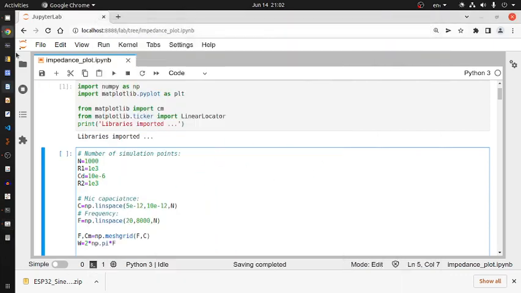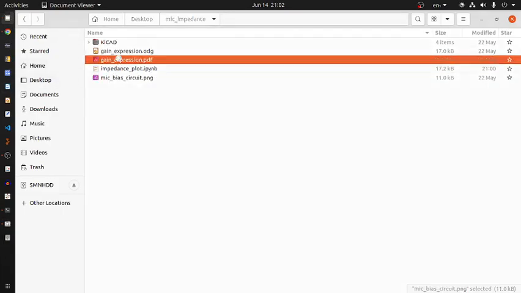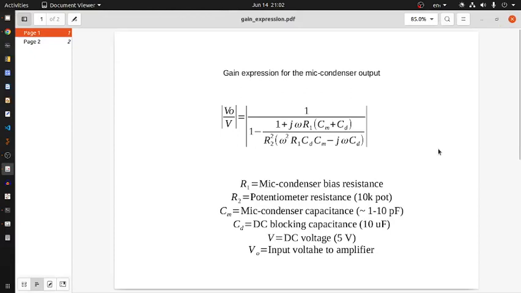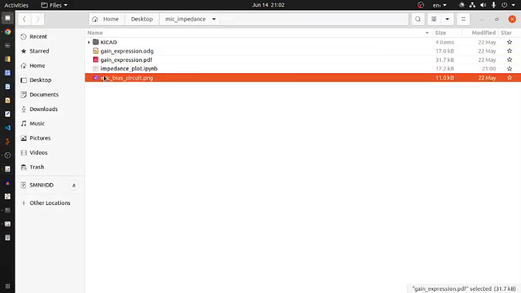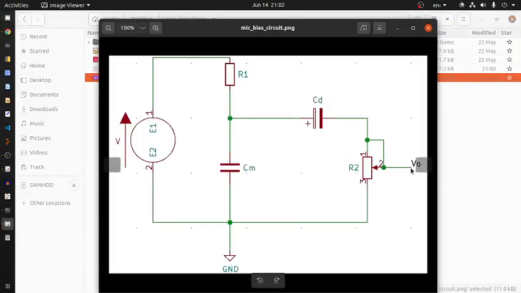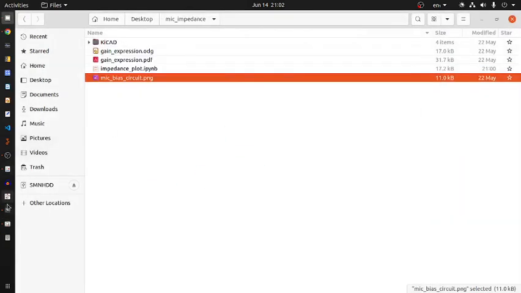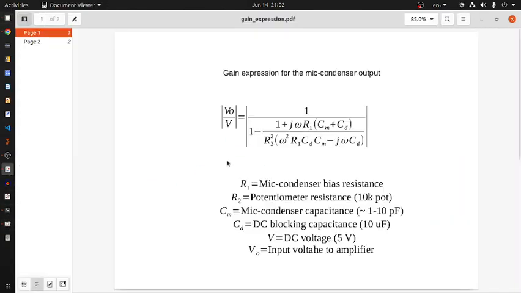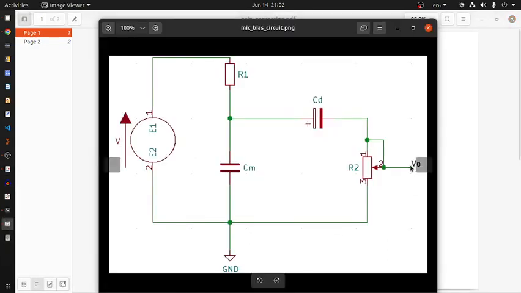So effectively we can derive the gain expression of this particular circuit. What do I mean? This voltage depends on the fact that V is the input bias voltage, which is 5 volts here because we have used 5 volts, and V output is the voltage at this terminal with respect to the ground.